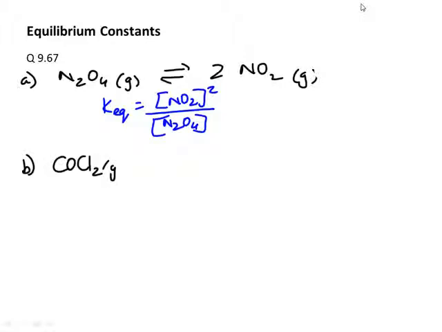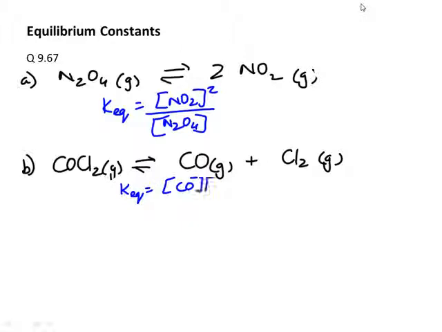Okay. B, COCl2 gas makes CO gas plus Cl2 gas. So K equilibrium: product concentrations, only gases and solutions, not pure solids and pure liquids. Both of them have coefficients of 1, divided by concentration of reactant, also raised to its coefficient, which is 1.